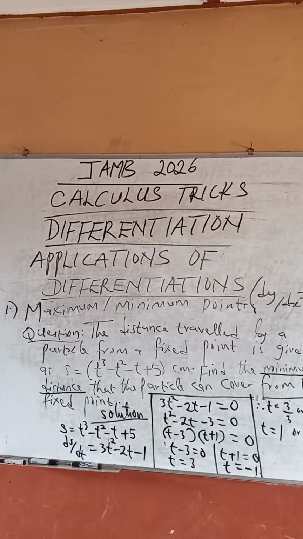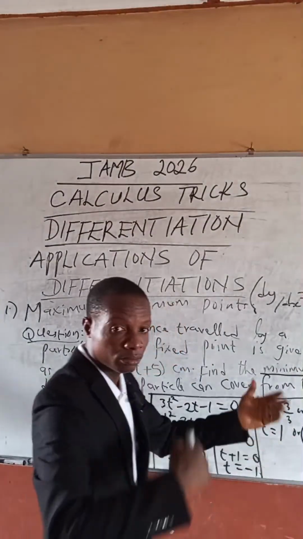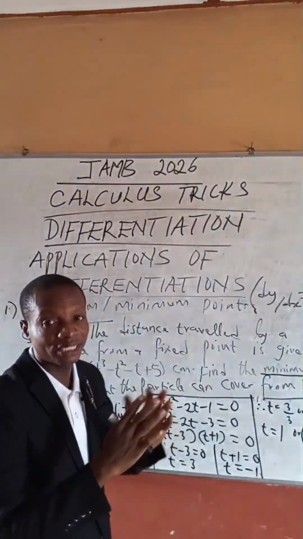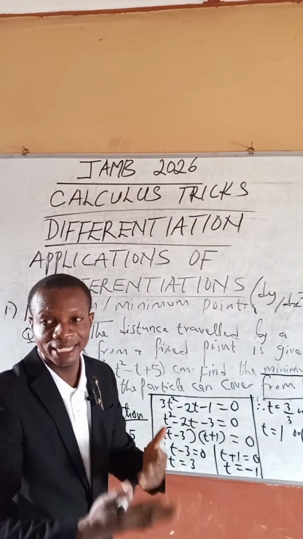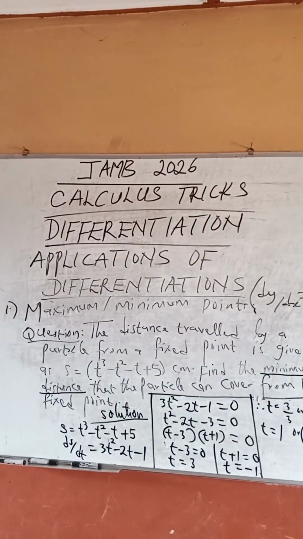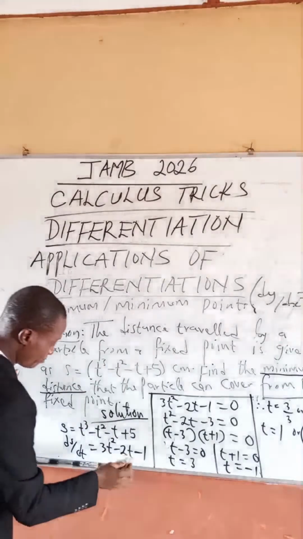So the answers are minus 1/3 and 1. These are the two values. But which one will give us the minimum distance? That's very important. The one that will give us the minimum distance is the one with the minimum time. So don't use this one; it is too big. Remember, the more the time, the more the distance. The smaller time will give us the smaller distance, and the bigger time will give us the bigger distance. Is that taken? Let me clean this part.